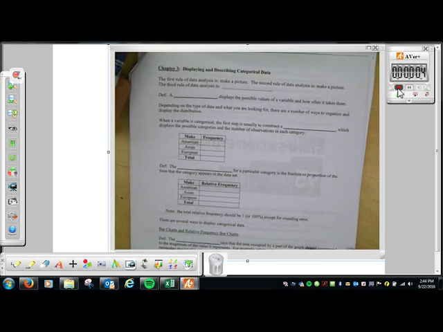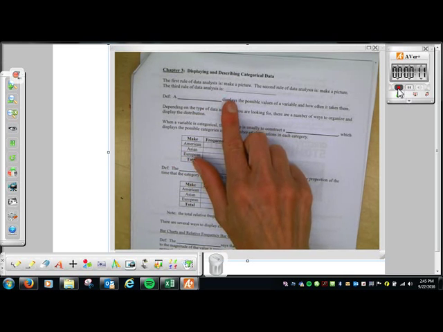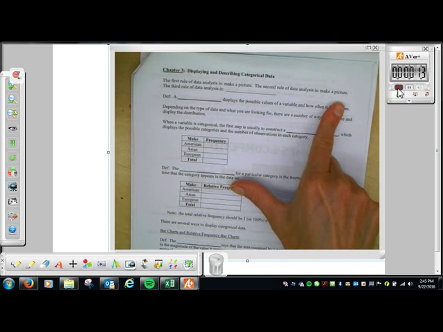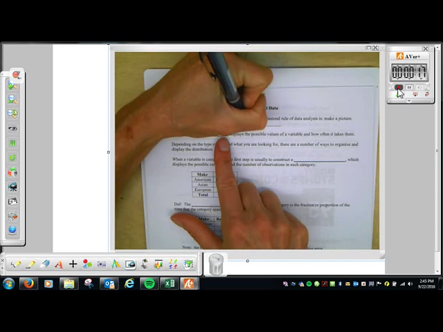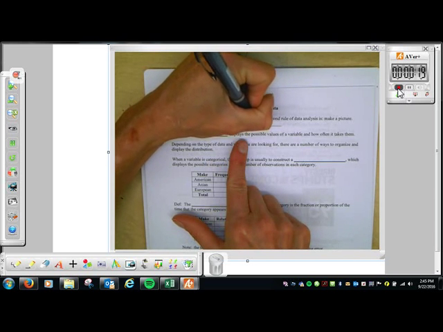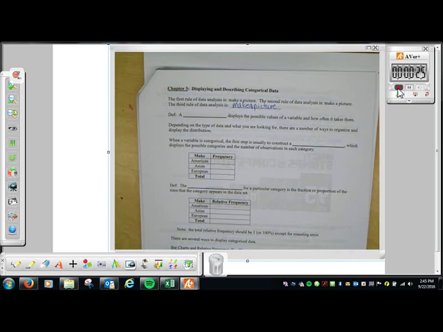All right, so now we are going to be talking about Chapter 3, displaying and describing categorical data. So the first rule of data analysis is, hey, make a picture. And the second rule is make a picture. And the third rule of data analysis is make a picture. There are a lot of ways to make pictures, and we will be learning each of those ways in the next few days of notes. But making a picture is very important. Lots of different ways you can make pictures of data for different types of data, and we'll practice those.